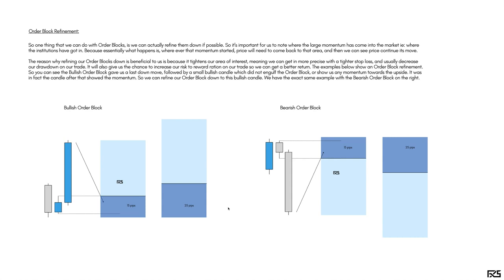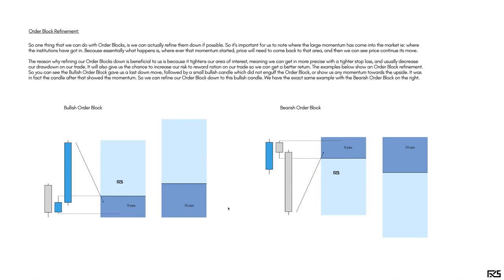Order block refinement. So one thing we can do, as just discussed, is we can refine our order block down if possible. So it's important for us to note where the momentum has come into the market, i.e. where the institutions have got in. Because essentially what happens is wherever the momentum started, price will need to come back to that area, and then we can see price continue its move from there.